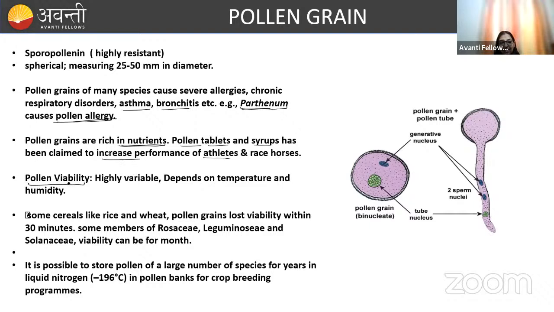The pollen viability. Viability is the lifespan. For example, every medicine has a manufacturing date and an expiry date. So this is lifespan. The pollen viability is highly variable. It depends upon the temperature and the humidity.